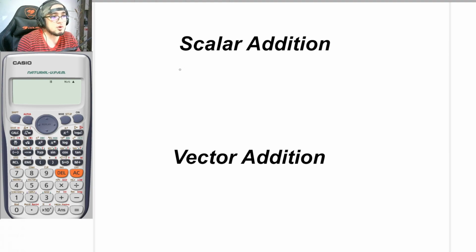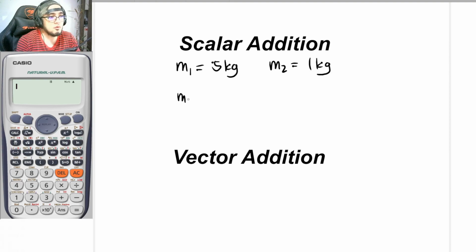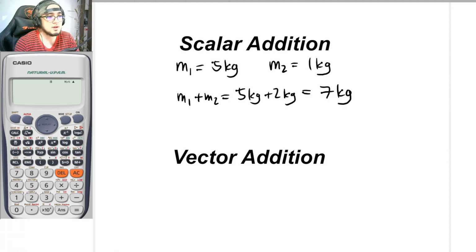For example, you have a scalar quantity in mass of, let's say, 5 kilograms, and let's say that M2 is equal to 2 kilograms. So M1 plus M2 is equal to 5 kilograms plus 2 kilograms. Easy peasy lemon squeezy. So 7 kilograms. And take note, guys, that if you are adding two quantities, you must first convert them for them to have the same units.